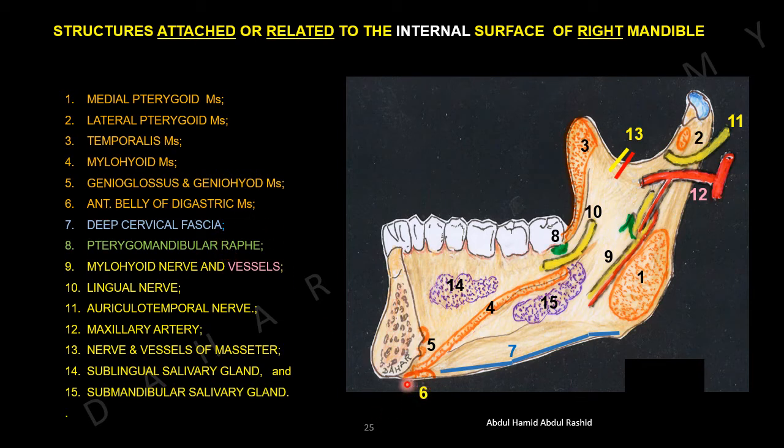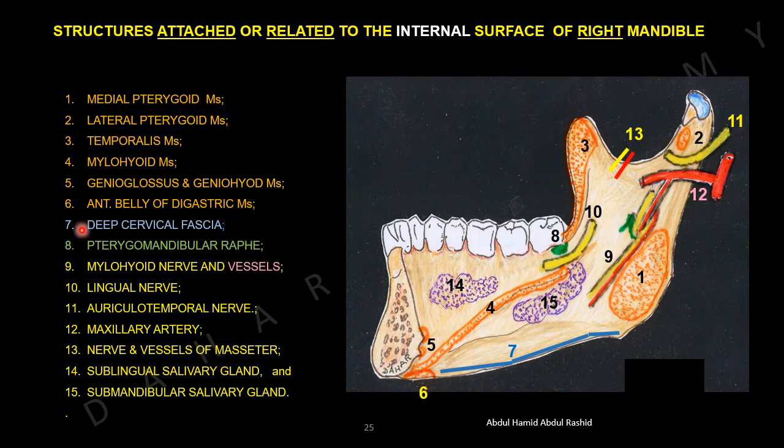If you see below here, this is the border of the mandible. On either side of the midline, we have two fossae, one fossa on either side of the midline. This is where the upper end of the anterior belly of the digastric muscle will be attached.